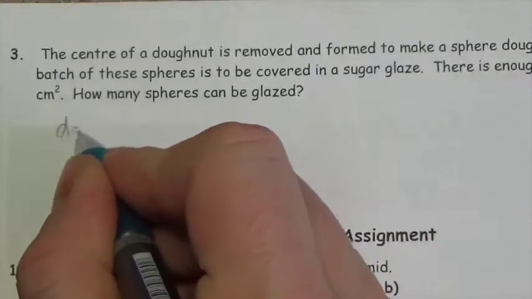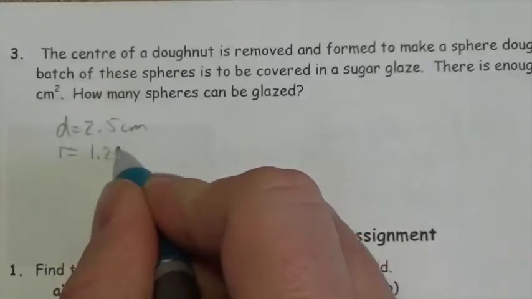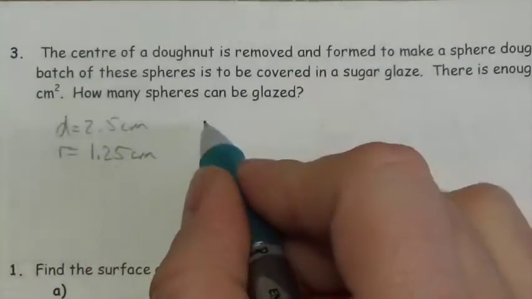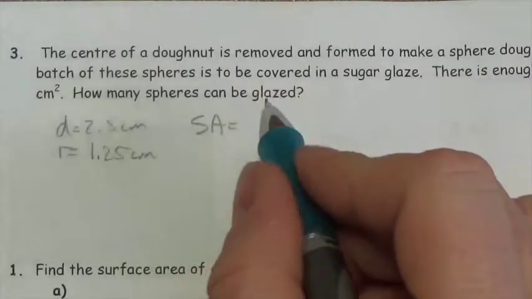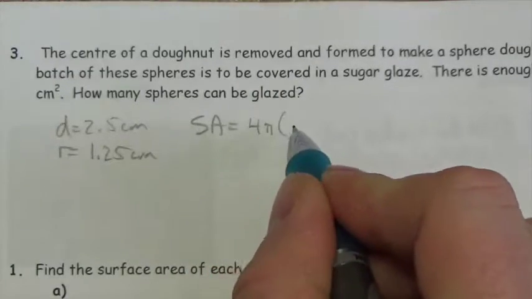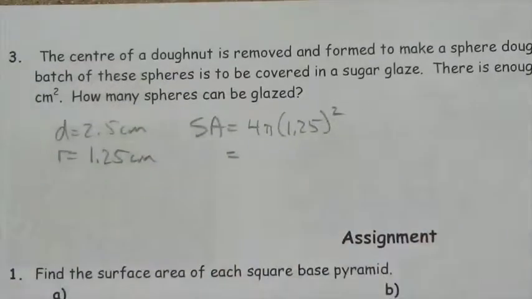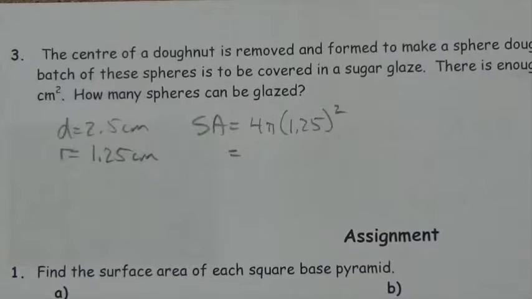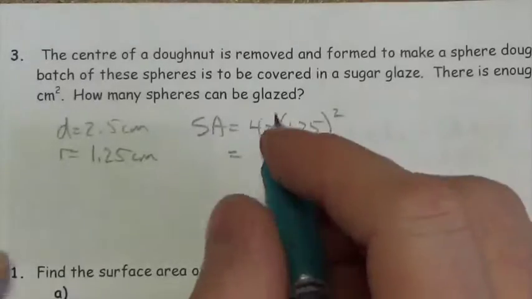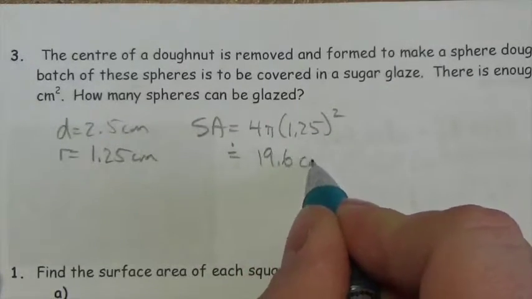Well, we know that the diameter is 2.5 centimeters, but that's not what we need. We need the radius, which would be 1.25 centimeters. So the surface area of a single little donut hole here will be 4 pi times 1.25 squared. Okay, let's figure out what that is. So 4 times pi, I'm just going to go to my calculator, times 1.25 squared. Okay, and we've got approximately 19.6 centimeters squared.